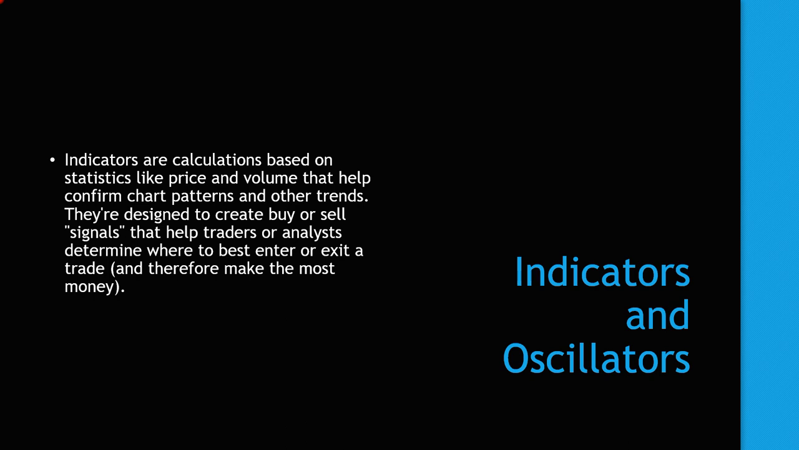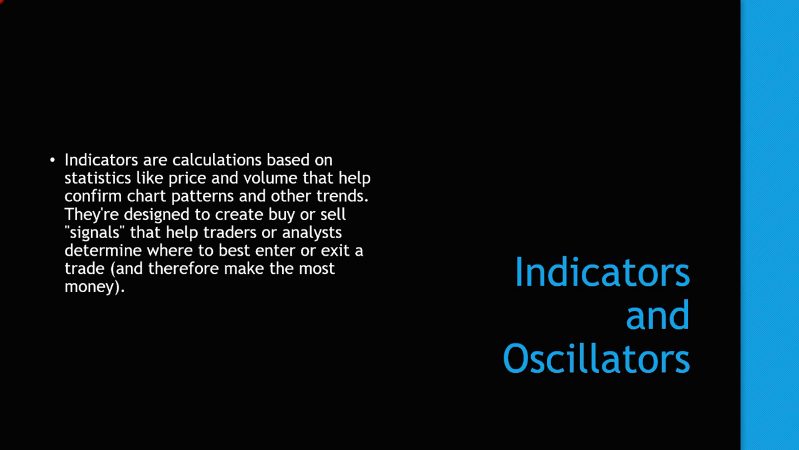Indicators are calculations based on statistics like price and volume that help confirm chart patterns and other trends. They're designed to create buy and sell signals that help traders and analysts determine where to make the best investment or exit a trade. Now, indicators simply indicate. So keep that in mind. Indicators indicate. And they're also the interpreters of price action.